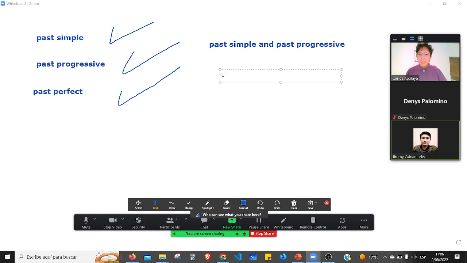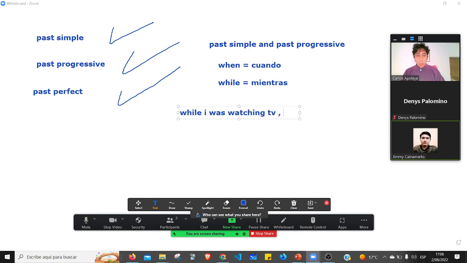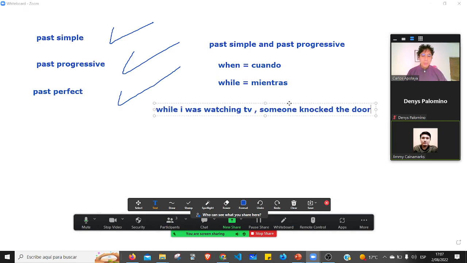How can we use that? Well, it's super simple. Remember, we have the when clause and the while clause. While, mientras, when, cuando. Easy peasy. So remember, while I was watching TV, someone knocked the door. So I was watching TV and then someone knocked the door. Which one interrupts another one? Which one interrupts an action? The simple past interrupts, because you were watching TV and then someone knocked the door, and then that action interrupted the first action.